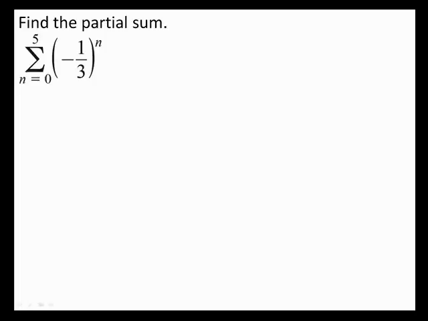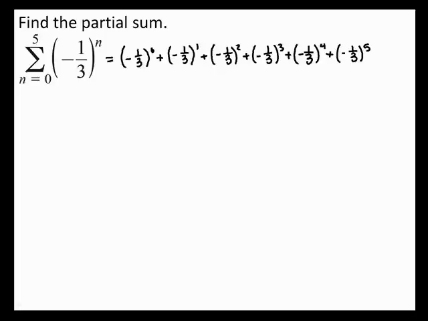Find the partial sum. The sum from n equals 0 to n equals 5 of negative 1/3 to the n. Beginning with n equals 0, substitute the number into negative 1/3 to the n. Add the next consecutive substitution until n equals 5. Simplify negative 1/3 to the 0, negative 1/3 to the first, negative 1/3 squared, negative 1/3 cubed, negative 1/3 to the fourth, and negative 1/3 to the fifth.